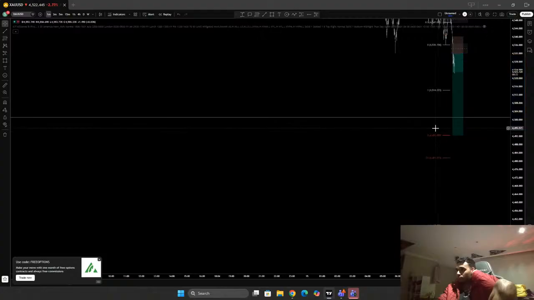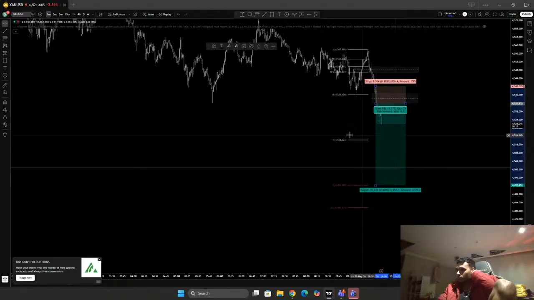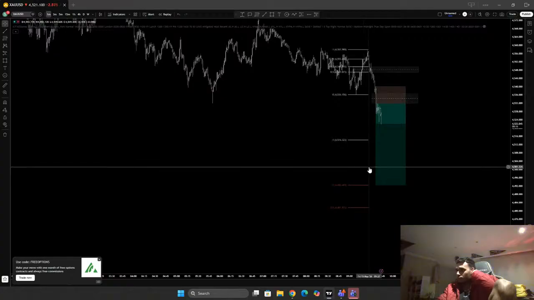This is the Fib level. Okay, this is the Fibonacci level. So we should take something here up and we should take something here off.